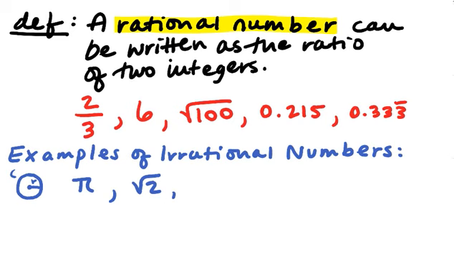What's another one? Let's see. Also from this class would be e. e is not a rational number. The true definition of e is something that's probably best left for a calculus course, but I'll tell you right now, it's not rational. It does not have a terminating or repeating decimal.